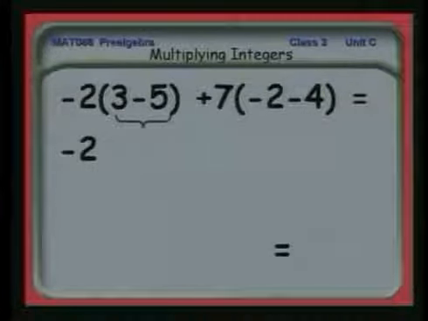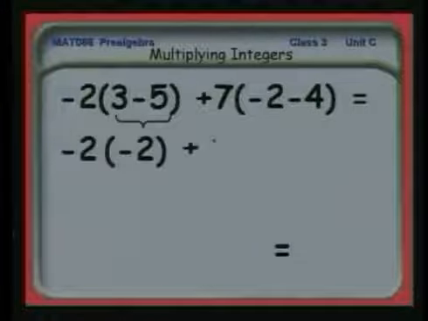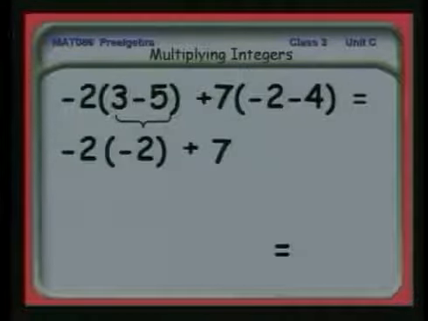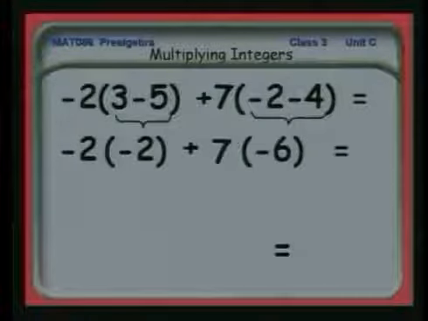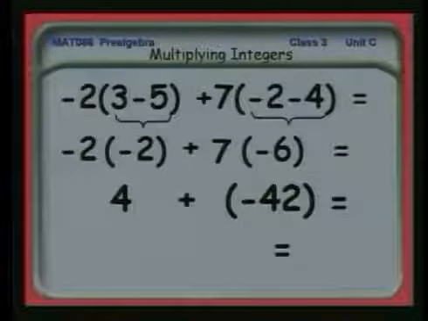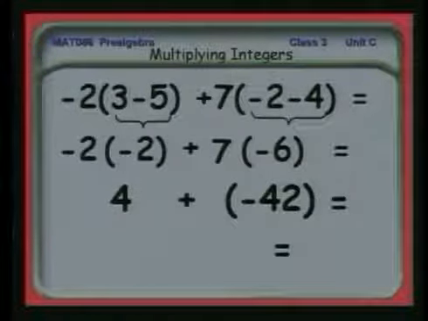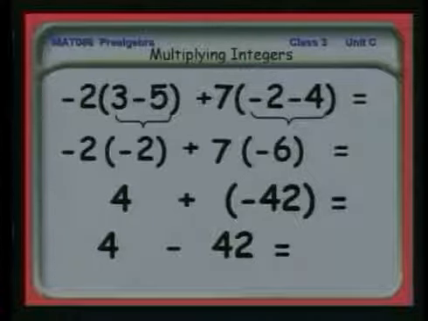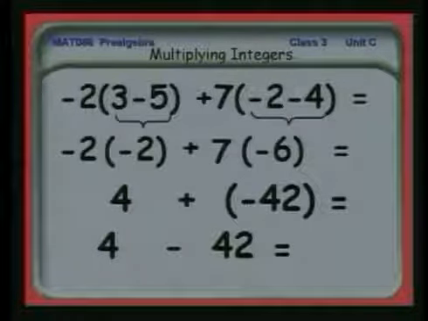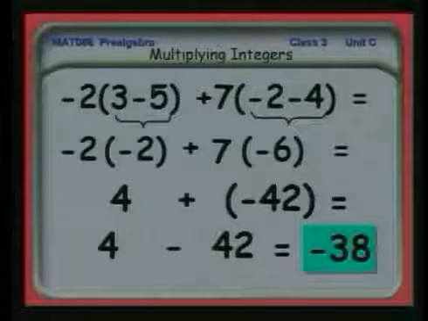First minus 2, and then I need to do the math. Remember, we need to do the math inside the brackets first. Then we can go on. 7 minus 2 minus 4 is minus 6. Then minus 2 times minus 2 is plus 4. 7 times minus 6, because the signs are opposite there, is minus 42. So plus 4 minus 42 gives me a negative 38 as my final result.